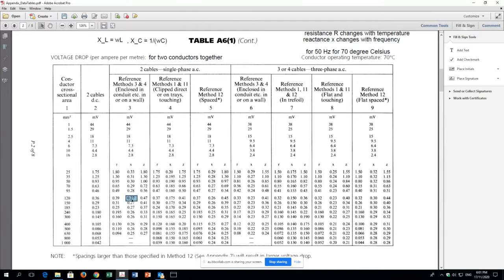Generally, the larger the frequency, the larger the reactive voltage drop. The larger the frequency, the larger the reactance. If the frequency doubles, the reactance doubles. For the resistance, it depends on the temperature. This is for 70 degrees. When the temperature changes, this will change, very similar to the DC case.